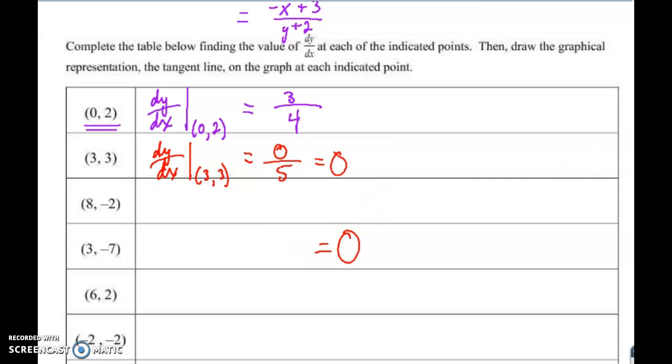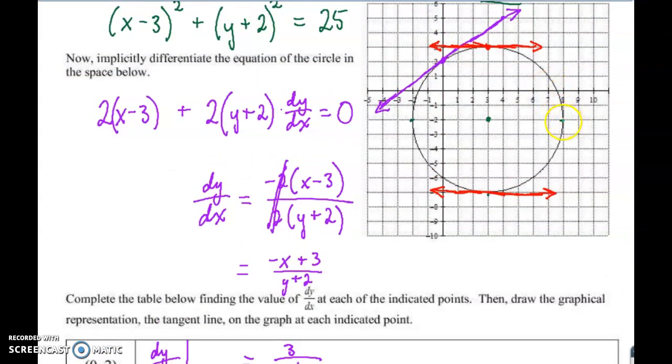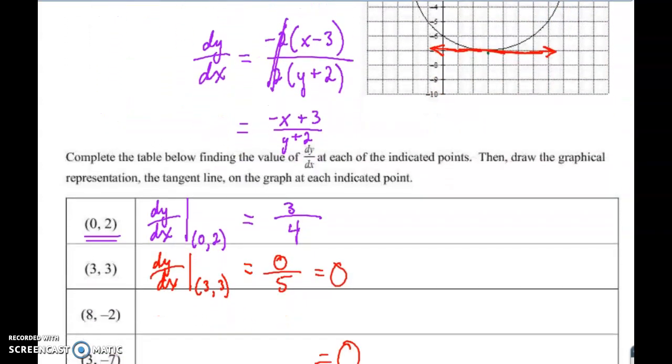Let me change colors and just do another one. 8, negative 2. Or you can make a conjecture. What do you think is going to happen at 8, negative 2 for the tangent line? If you're not sure, go ahead and work it out.